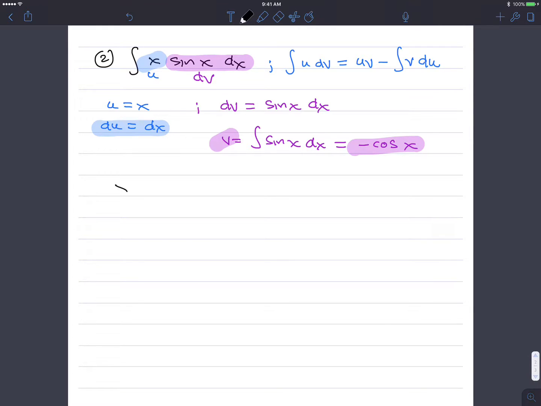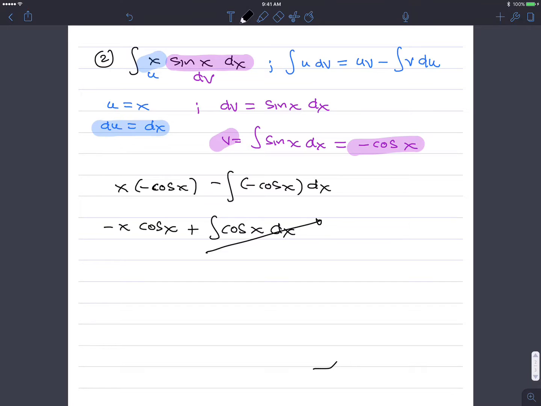uv is x times the minus cosine x minus the integral of v is minus cosine x, and du is dx. So we get minus x cosine x plus the integral of cosine x dx. We just now need to integrate cosine. And we know the integral of cosine, this integral here, is going to be sine. So we'll end up with minus x cosine x plus sine x plus my c.